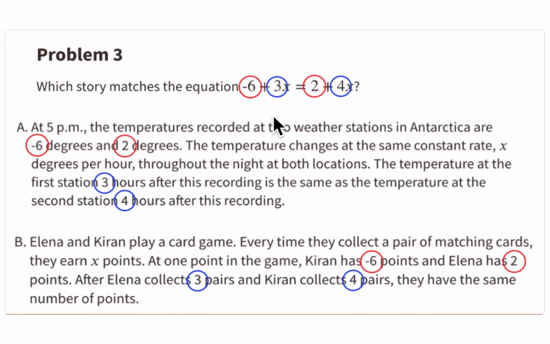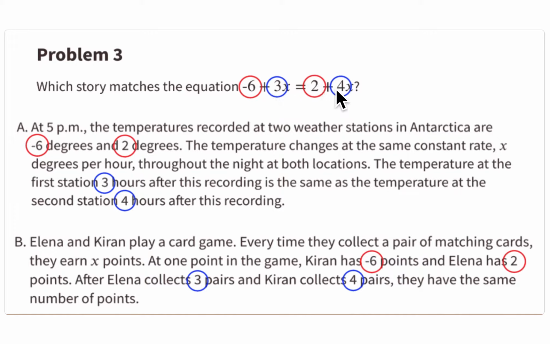And so now if you solve for the number of degrees per hour, it says x is the constant rate, the degrees per hour. If you solve for the number of degrees per hour or the number of points per pair, x is the number of points per matching pair. So solve for x. Now these are the kind of problems that we've been looking at. If you have an equation with an expression on each side that has a different value next to the variable, that's called the coefficient. When they have different coefficients, and we've been graphing these, that means they have different slopes.